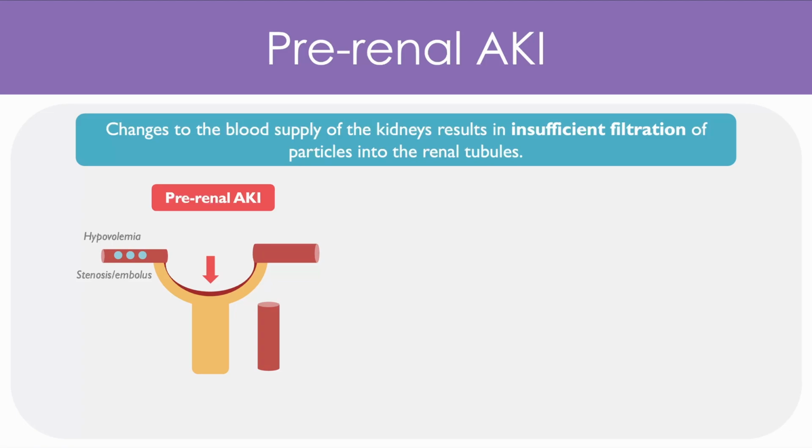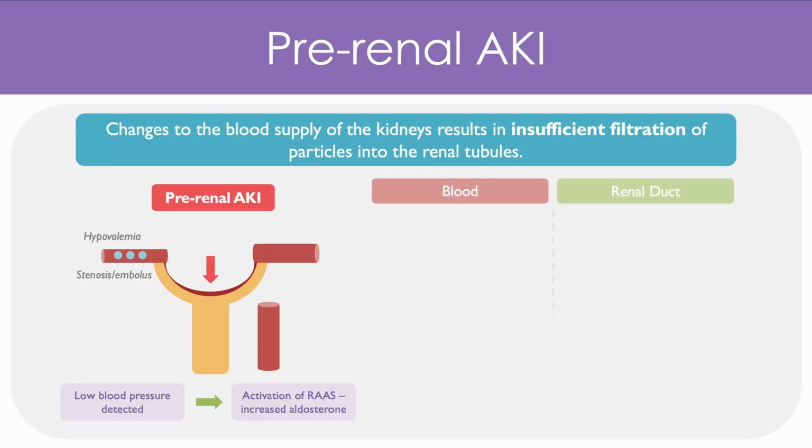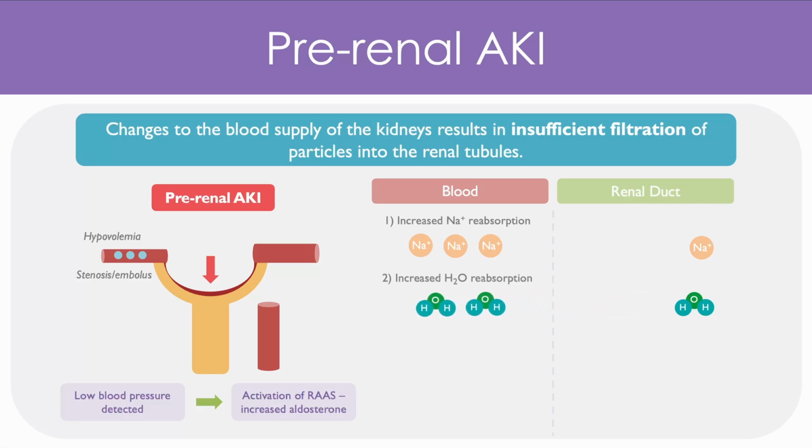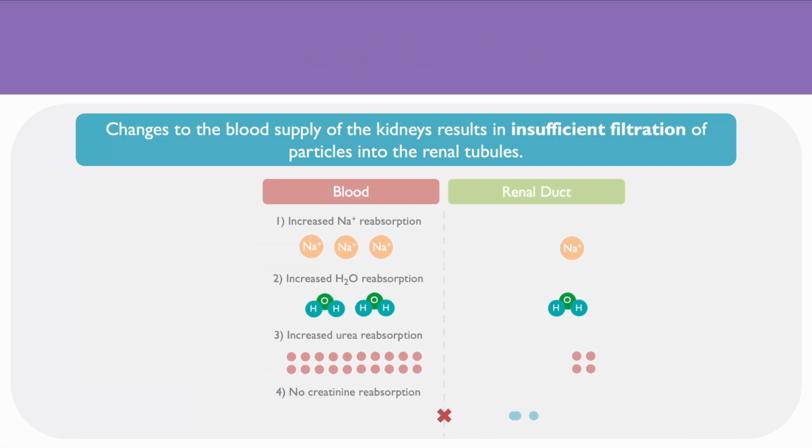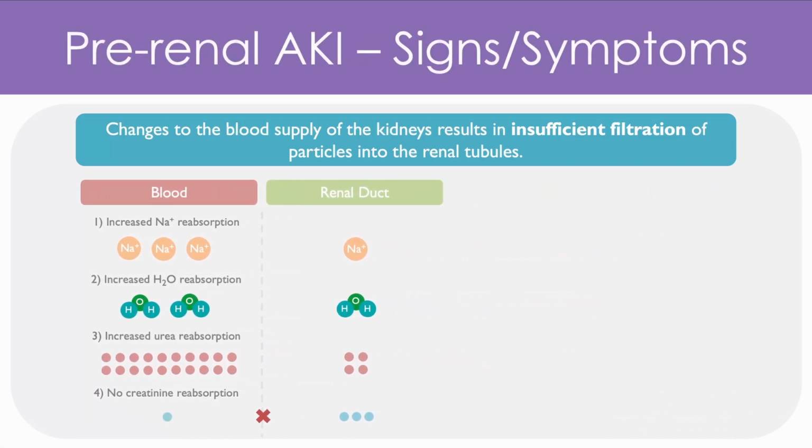This low blood pressure is often detected by specialized cells, which then activate the renin-angiotensin-aldosterone system. Aldosterone has multiple effects on the kidneys, including increasing sodium reabsorption and increasing water reabsorption as a consequence of this. As water moves back into the blood, it also drags particles of urea with it as well. But the only substance which is not reabsorbed, as we mentioned at the start, is creatinine. Based on these changes, we can work out the signs and symptoms of a pre-renal acute kidney injury.